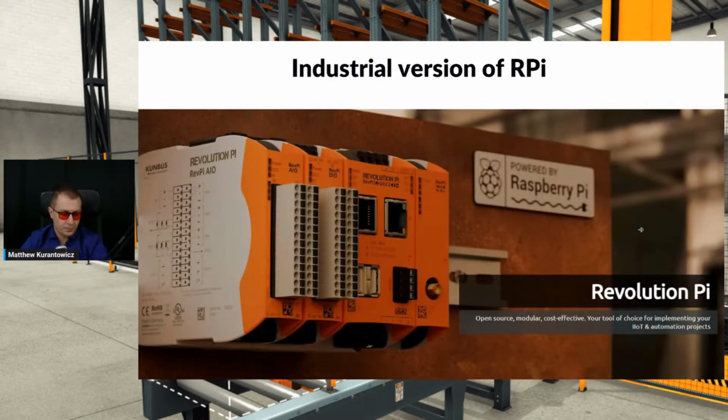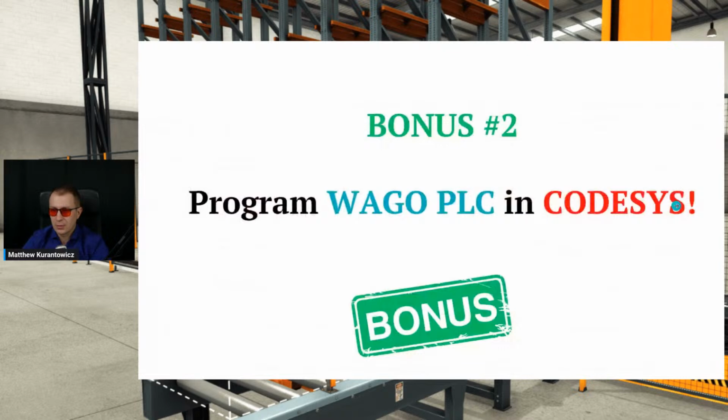Another option is to get industrial version of Raspberry Pi. It is Revolution Pi for industrial applications. Okay, here we have for small applications, and we have also a version for industrial applications.